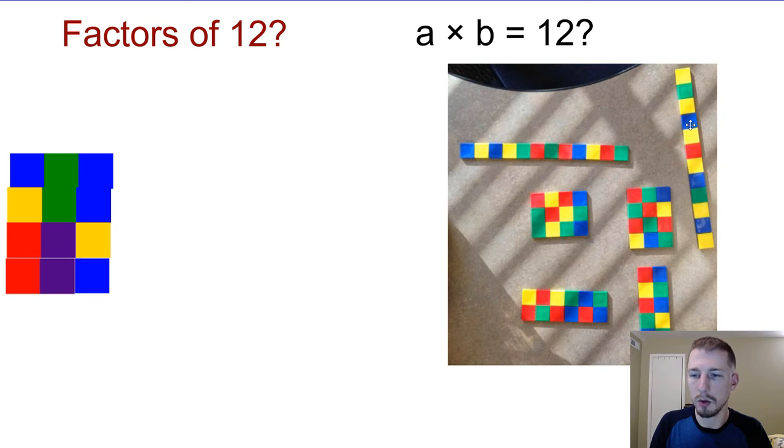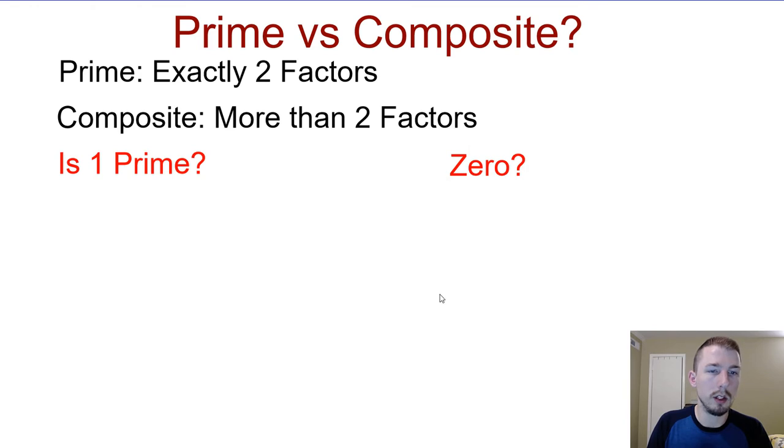You've got 1 times 12 or 12 times 1. You've got 3 times 4 or 4 times 3. 2 times 6 or 6 times 2, right? So those are all the possible factors. Kind of fun. So then you kind of get into prime versus composite.